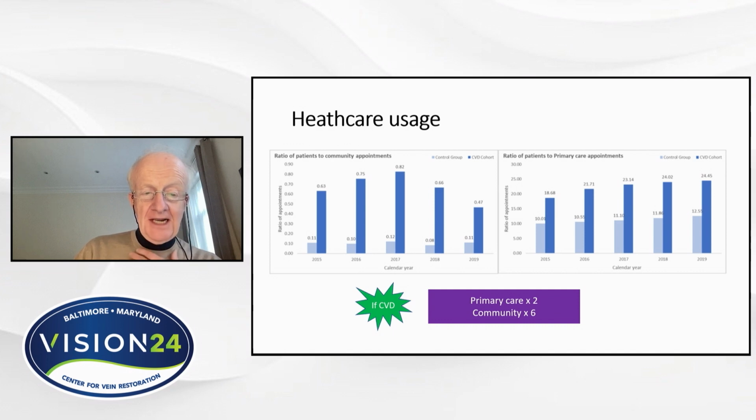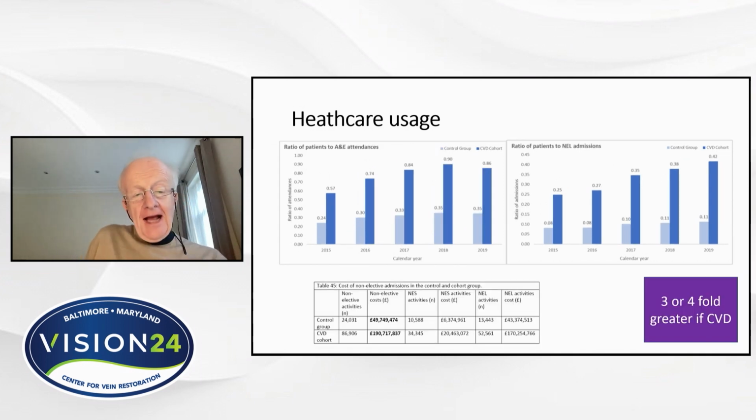This is basically to highlight healthcare usage by people who have chronic venous disease, and particularly those with C5 and C6 disease. In a study that we've done in the UK, they see and go to primary care and community nursing about 6 or 2-fold more often than patients without venous disease. Next slide, please.